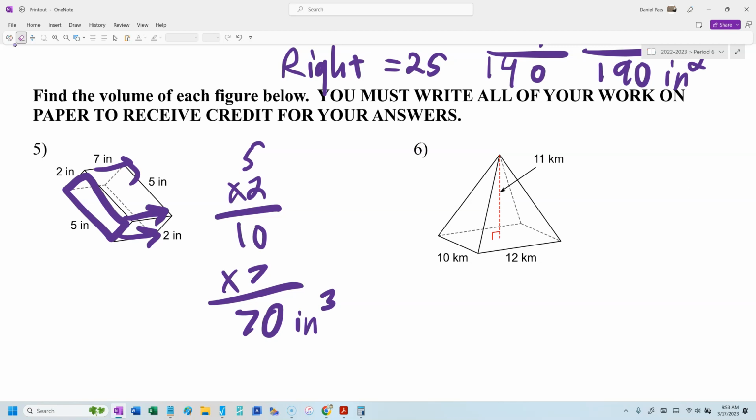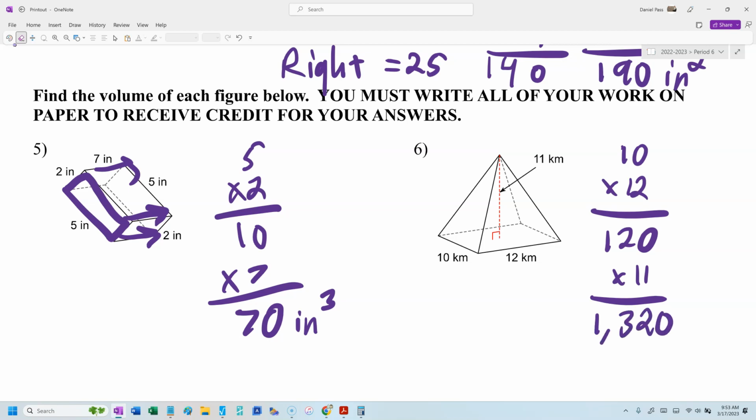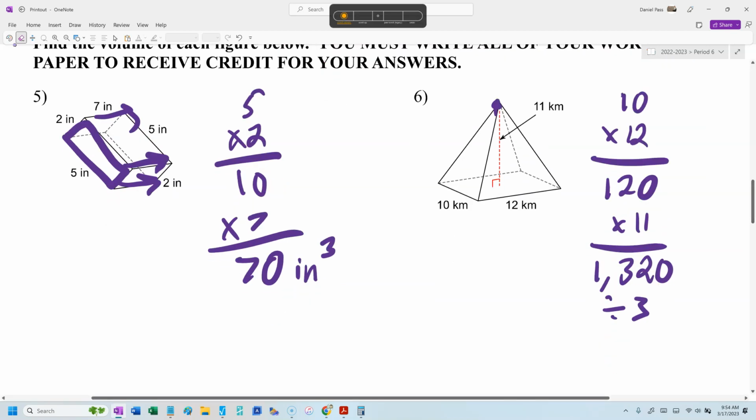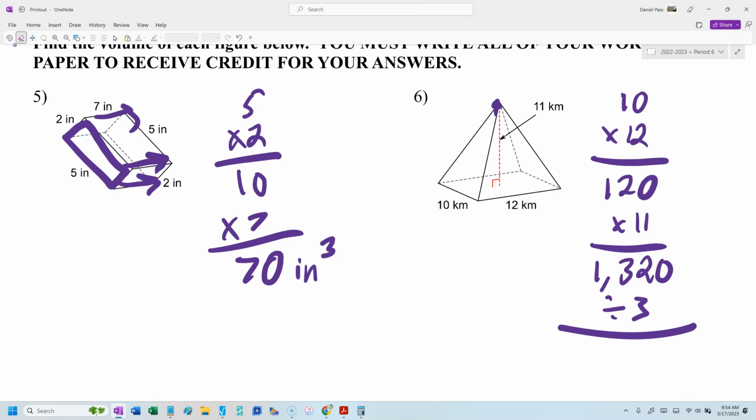Okay, how about number 6? You would take 11 and multiply it by 10 and 12 because the top is pointy. Right, but let's do the base first. So 10 times 12 makes 120. And now we stretched it up 11. Yeah. But you're right, you multiply all 3. What does that make? It makes 1,320. Okay, and then since it's pointy, you divide it by 3. We divide by 3 because remember, when we had water, 3 of them fit in there. Okay, what do we get? 440. 440 kilometers cubed. Great job.